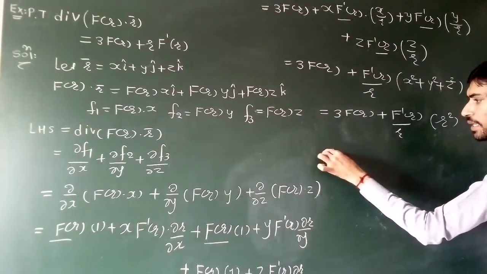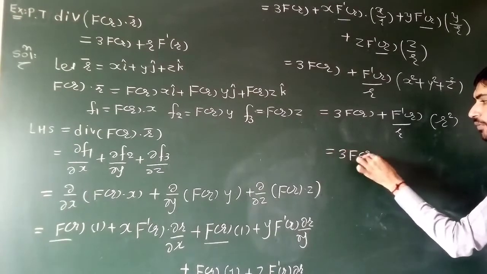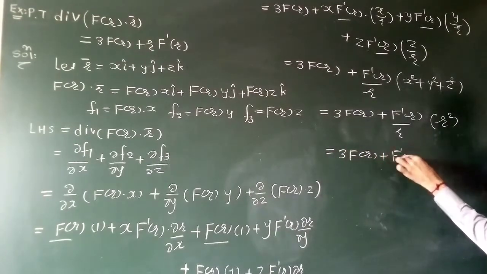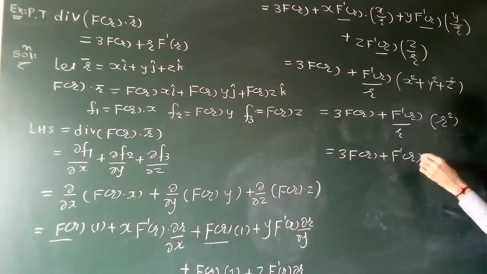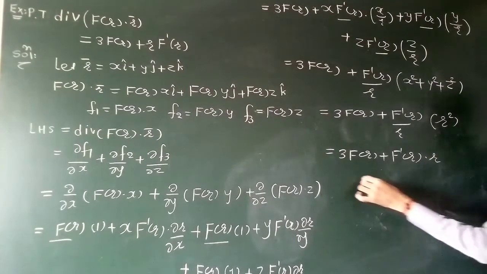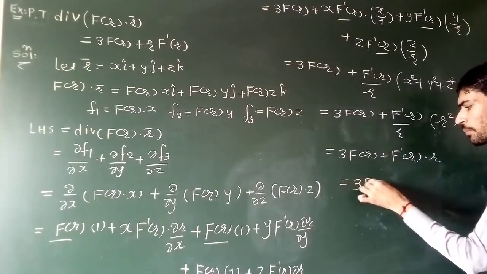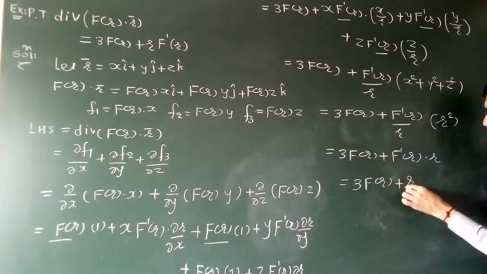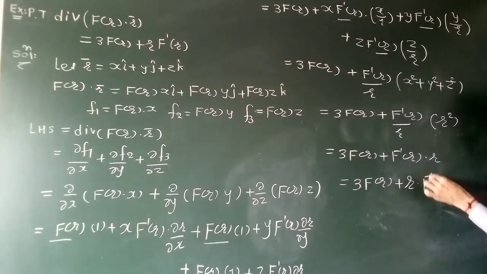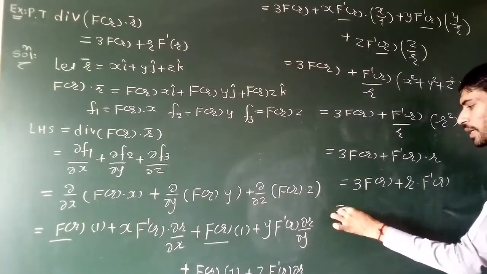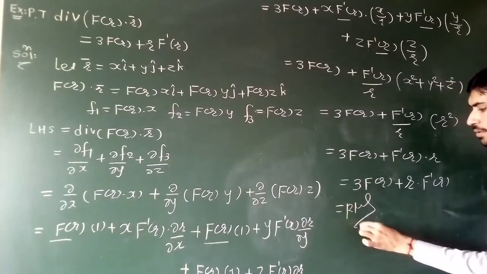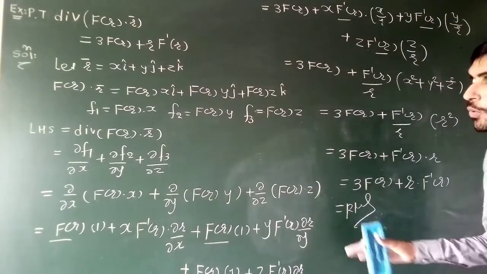So finally what remains is 3 capital F of r plus f dash r, where one r is cut with r. So we write the final result as 3 into capital F of r plus r into f dash r, and this is nothing but our RHS. So this is the proof of our second example.